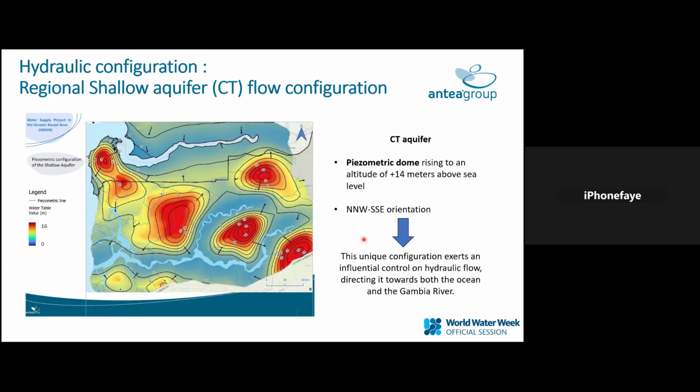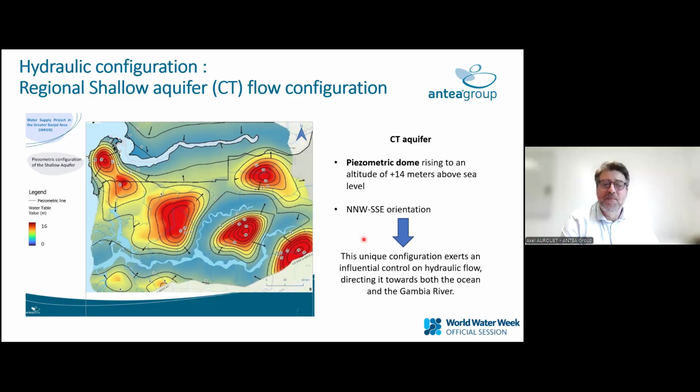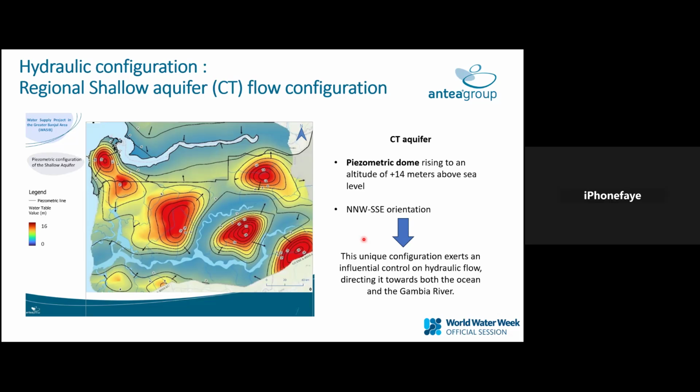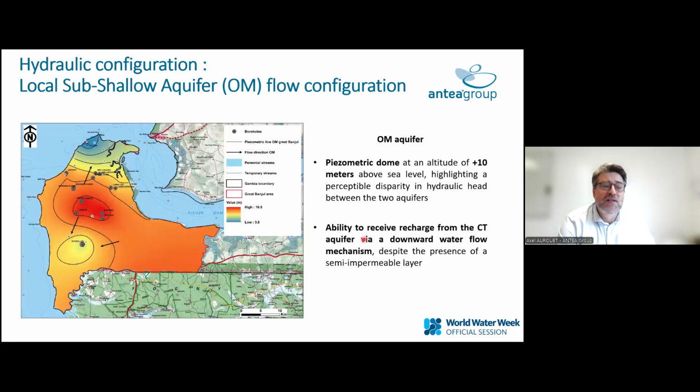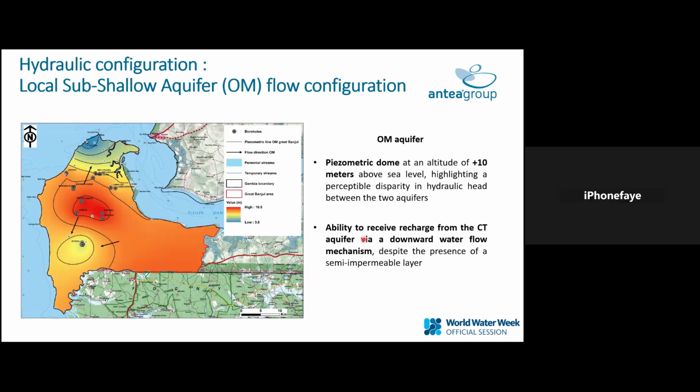This one is just like what Landing said about this transboundary aquifer. As you can see in this first aquifer, the configuration in the Greater Banjul area is made up of a piezometric dome, and this dome is spread all over the Casamance region, which makes the communication between the territory of Senegal and the Gambia. It is the same for the second one, and this is also the case locally near the Greater Banjul, for the Miocene.